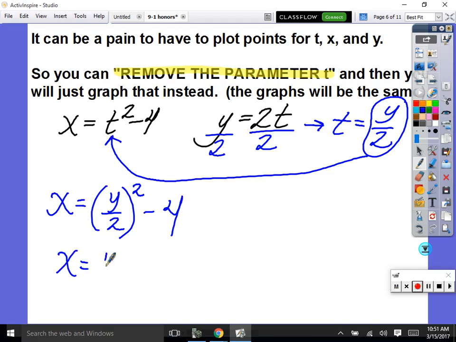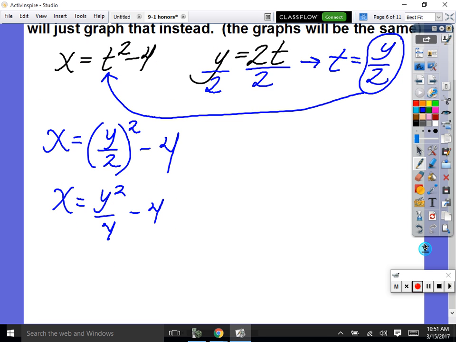So x is equal to y squared over 4 minus 4, correct? Does everybody see what I'm doing here? Okay, so then we would rewrite that just pretty style. X is equal to 1/4 y squared minus 4. So because that's in terms of x and y, it's x equals, it's actually going to be a sideways parabola, but we're not graphing it. So it's just showing that we removed the parameter.